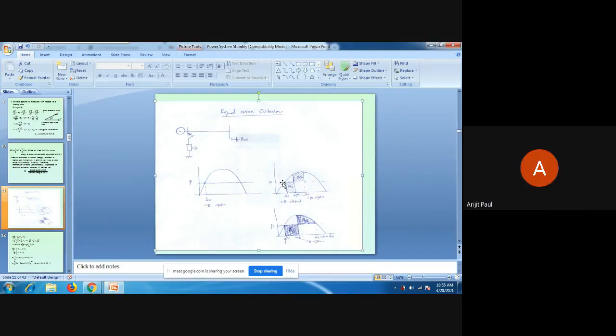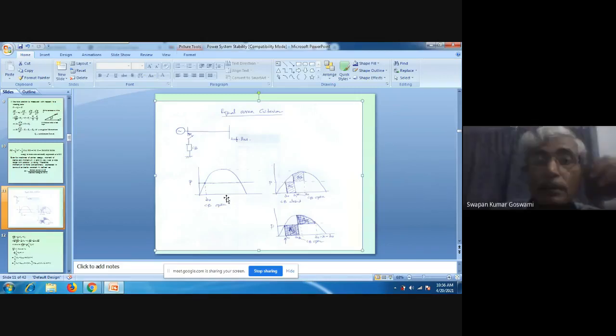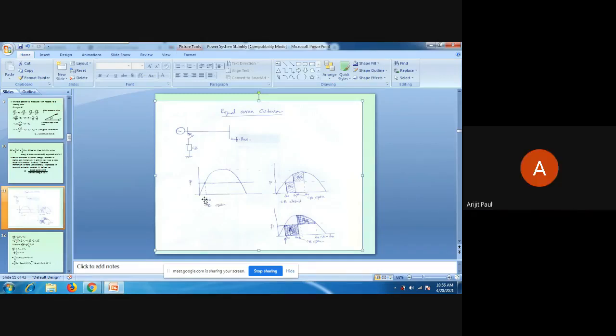Sir, from delta 1 to delta 2, you said that speed is decreasing, but load angle is increasing. So how is speed decreasing? If speed is decreasing, then load angle should also decrease. Repeat the question because I could not follow, there is a sound problem. From delta 1 to delta 2, you said that the speed is decreasing. Decreasing from what?